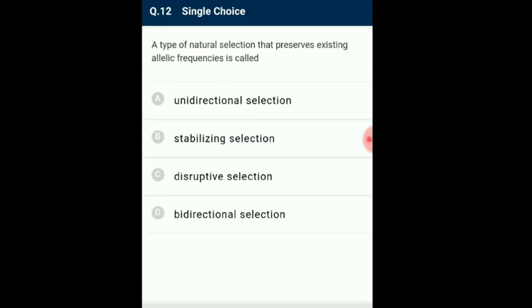Question number 12. The natural selection that preserves existing allelic frequencies is called. There are 3 types of natural selection: stabilizing or balancing, directional and disruptive. In the stabilizing type, the 2 extremes of a population are not able to survive and only the mean character value survives. In directional change, more individuals acquire a value other than the mean character value. In the disruptive type, more individuals acquire peripheral character values at both ends of the distribution curve. So the answer is option B, stabilizing selection.